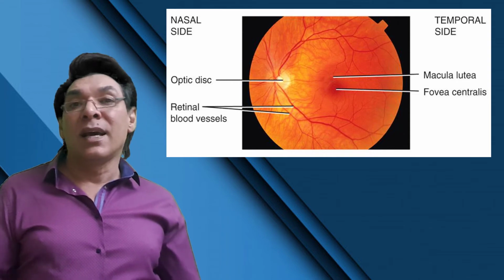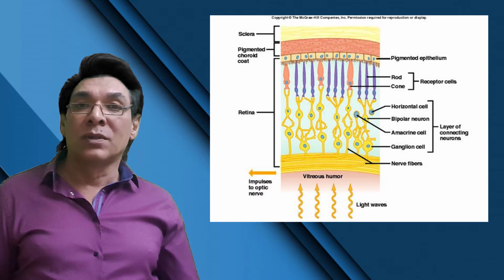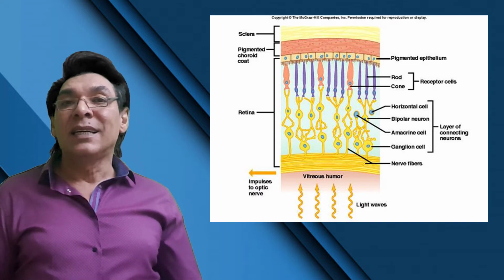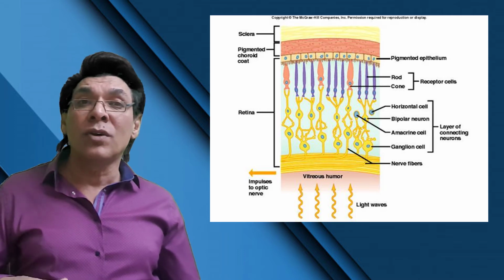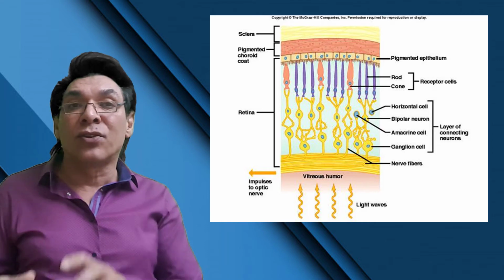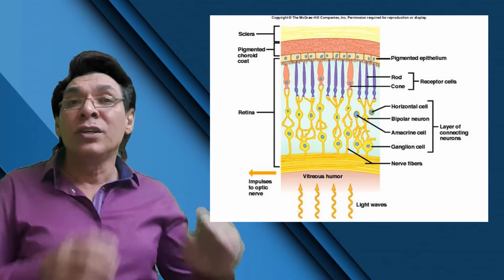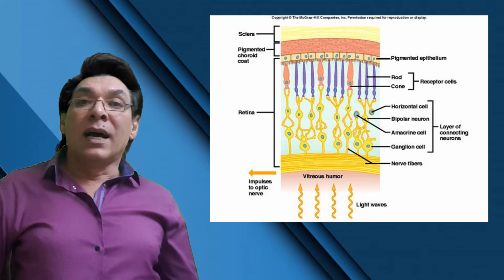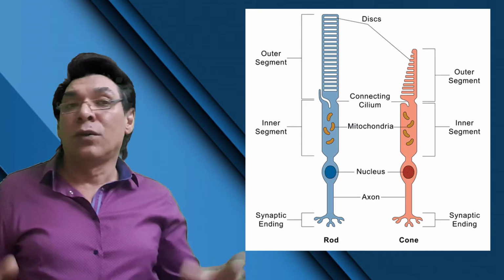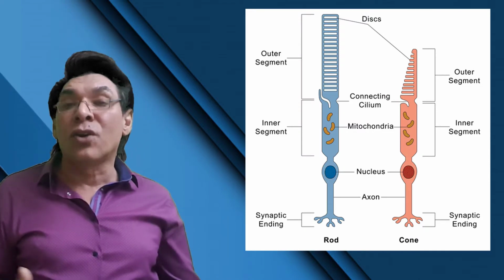First is the outer layer, photoreceptors, rods and cones. Middle, bipolar neurons, and inner ganglion cells, whose axons join and form the optic nerve. Light passes through ganglion and bipolar neurons before reaching photoreceptors. The retina consists of two types of photoreceptors, as we said, rods and cones.